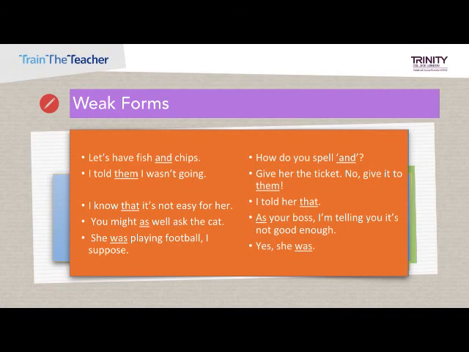And when is the strong form used? We use the strong form when the word is stressed because we want to give more meaning to that word, either for emphasis or for contrast. Unstressed words usually have the weak forms, and a large majority of these end up being the schwa sound.